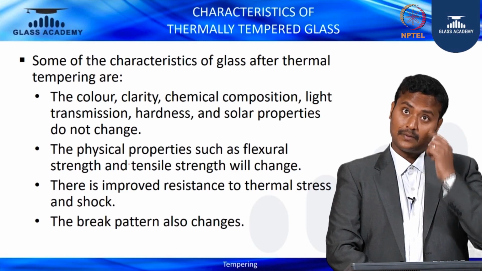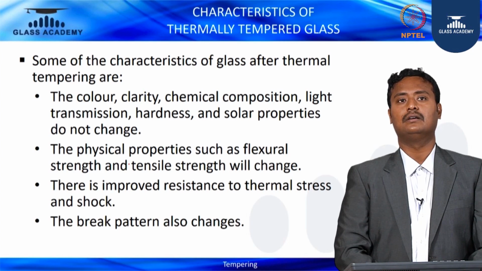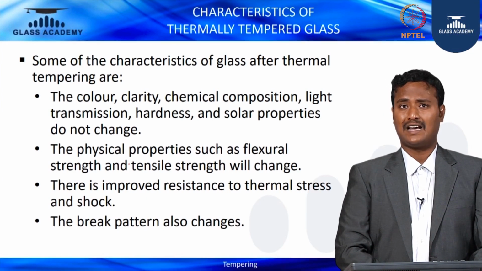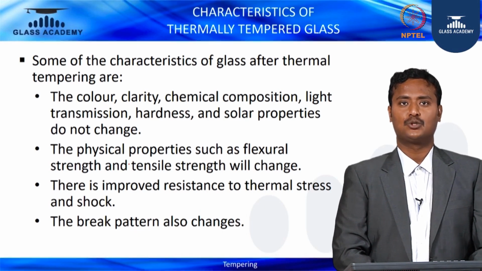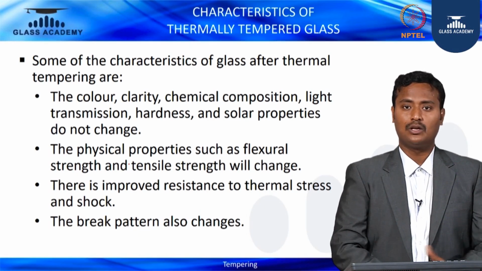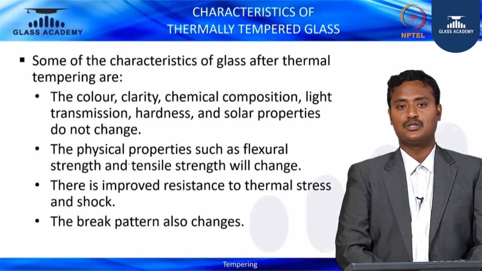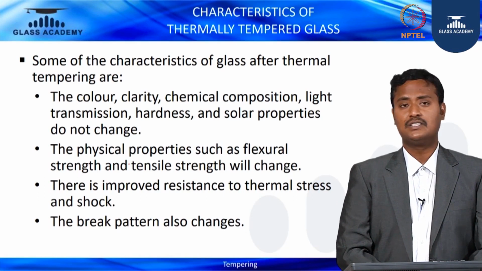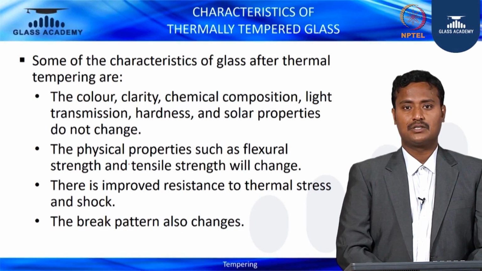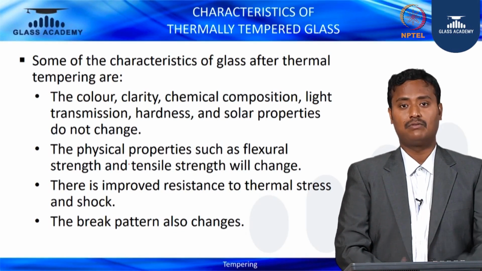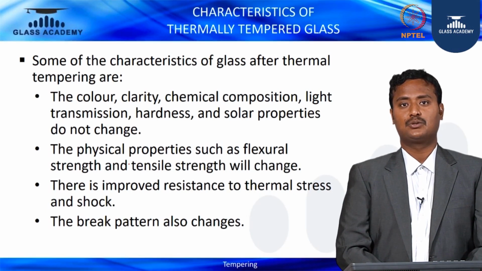So we'll see further characteristics of thermally tempered glass. Some of the characteristics of glass after thermal tempering: the color, clarity, chemical composition, light transmission, hardness and solar properties will not change at all. If you temper it, they will remain the same forever. There are no changes at all. The physical properties such as flexural strength, tensile strength and compressive strength will definitely change. That's the need for tempering, why we are doing it. There is improved resistance to thermal stress and shock.